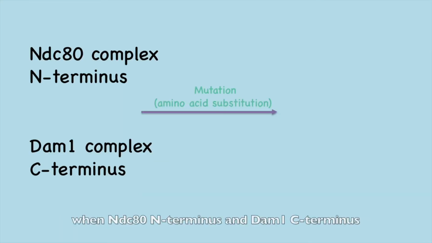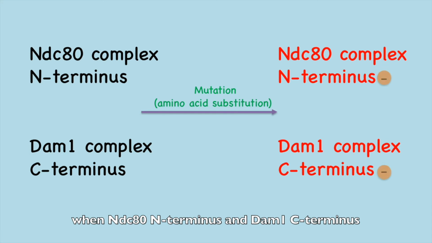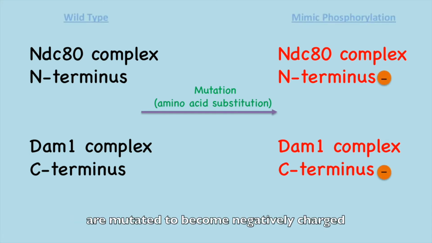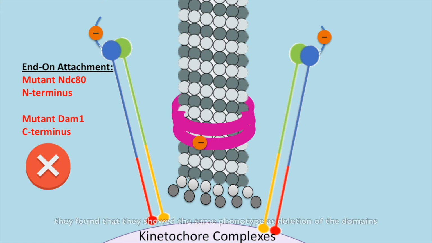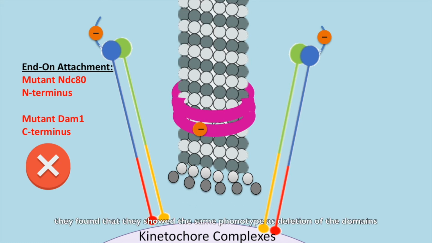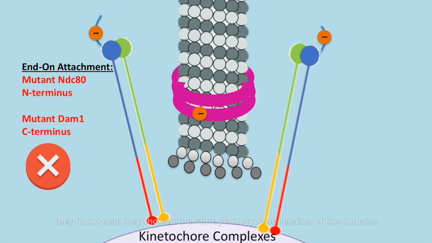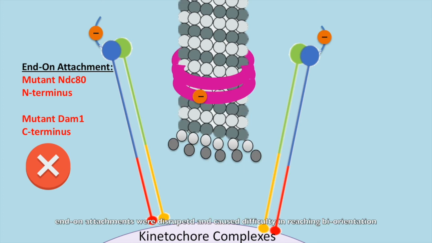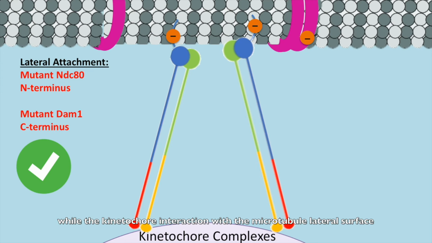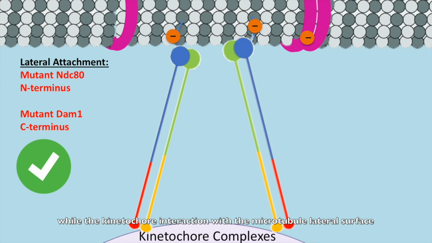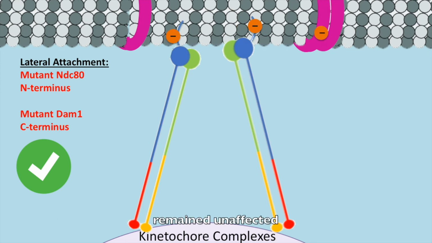They further analyzed the behavior of these attachments when the NDC80 N-terminus and DAM1 C-terminus are mutated to become negatively charged, as if they were phosphorylated by Aurora B. They found out that they showed the same phenotype as the deletion of the domains. End-on attachments were disrupted and caused difficulty in reaching biorientation, while the kinetochore interaction with the microtubule lateral surface remained unaffected.